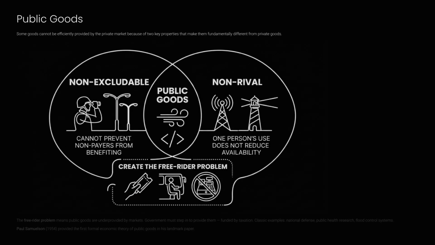Public goods are non-rivalrous and non-excludable. This leads to the free rider problem, causing markets to underprovide them. Governments must step in, typically funding public goods like national defense through taxation, as formally analyzed by Paul Samuelson.